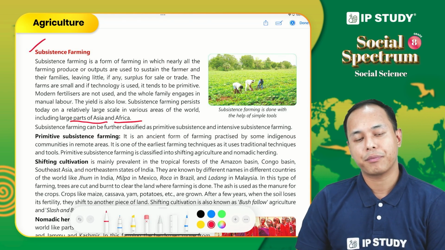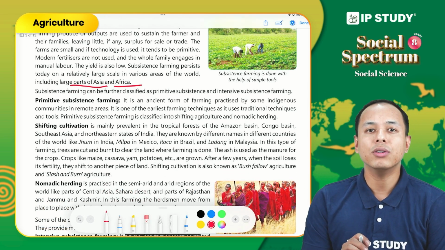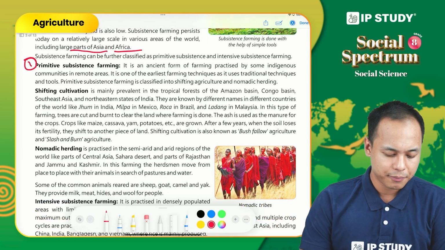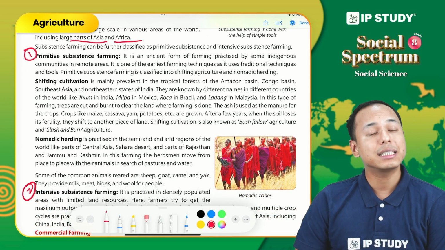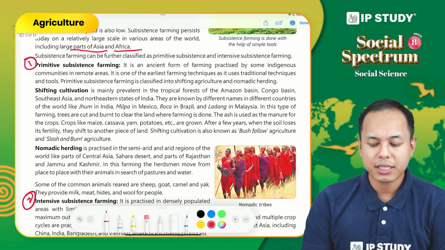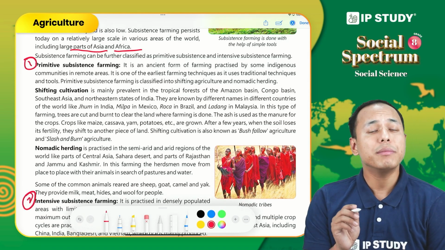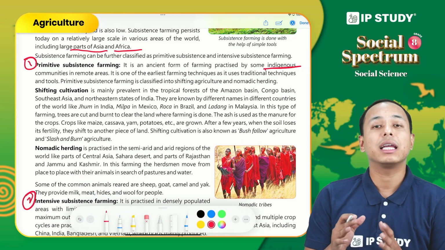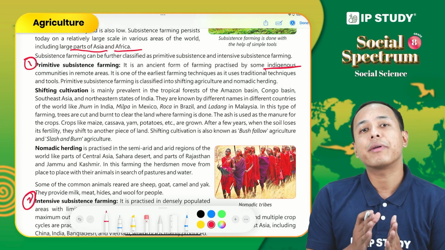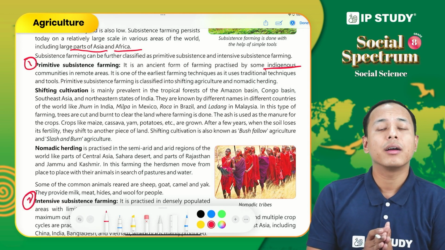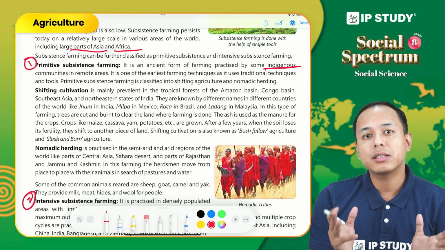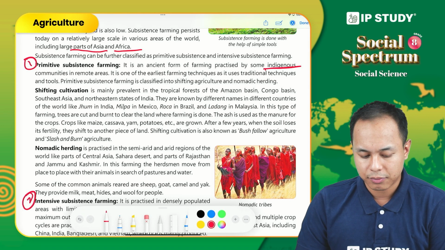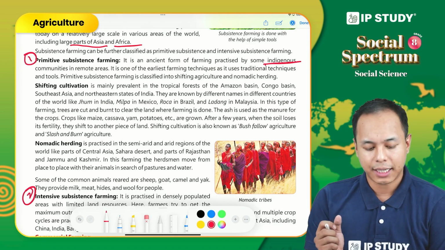Now subsistence farming is classified into two types: primitive subsistence farming and intensive subsistence farming. So what is primitive subsistence farming? In primitive subsistence farming, indigenous communities in remote areas normally practice this type of farming. Here the agricultural process, or we can say the method of cultivating, is very primitive and traditional. Okay, they use traditional tools and techniques.